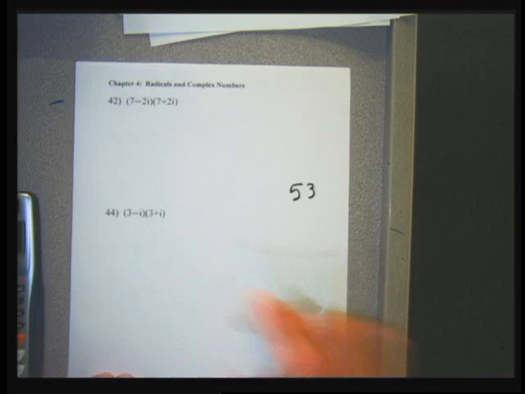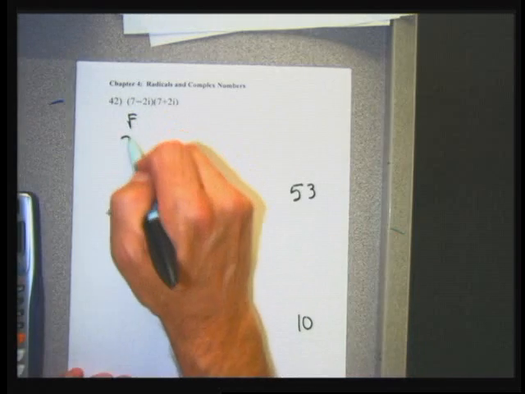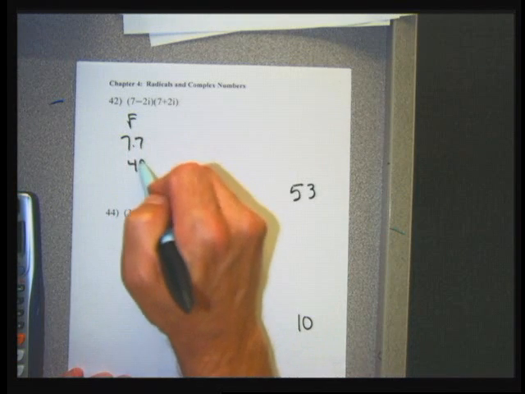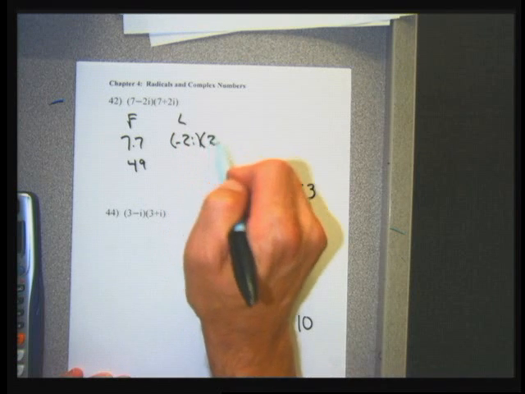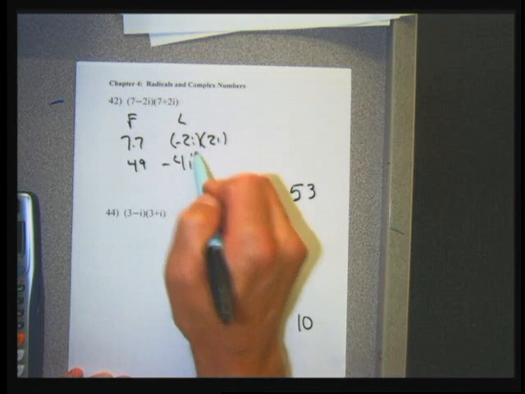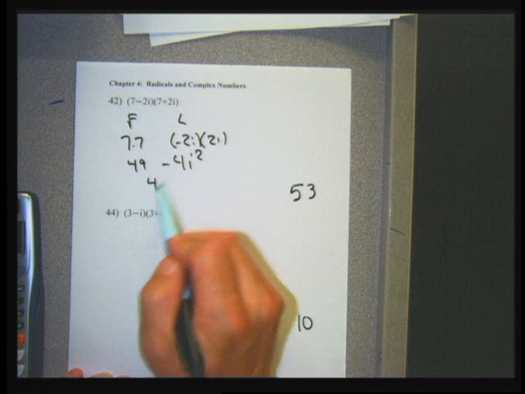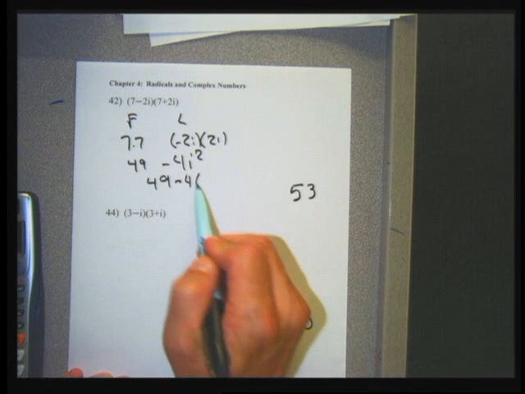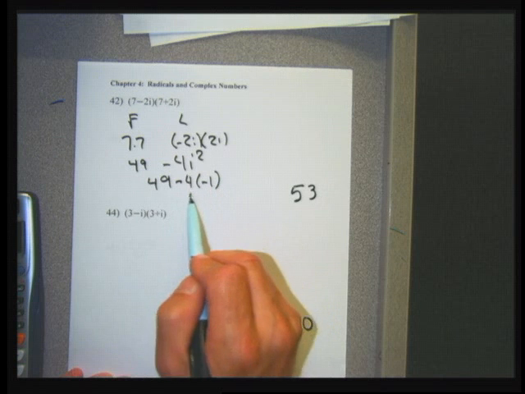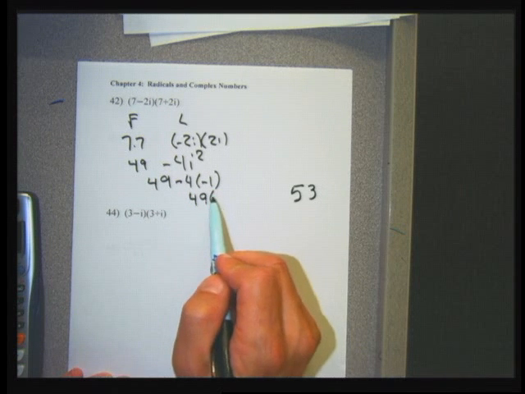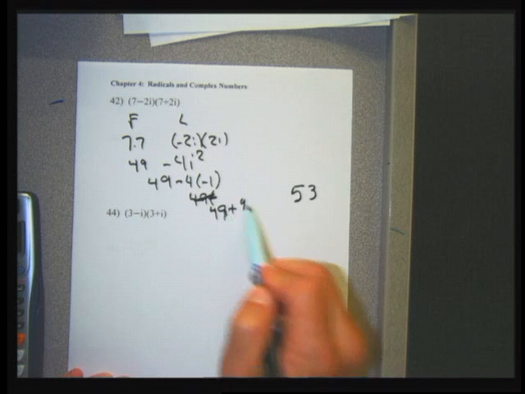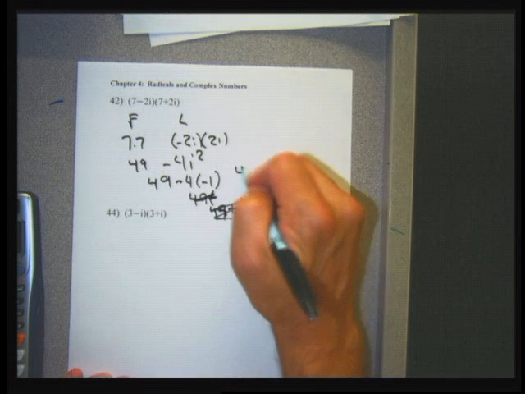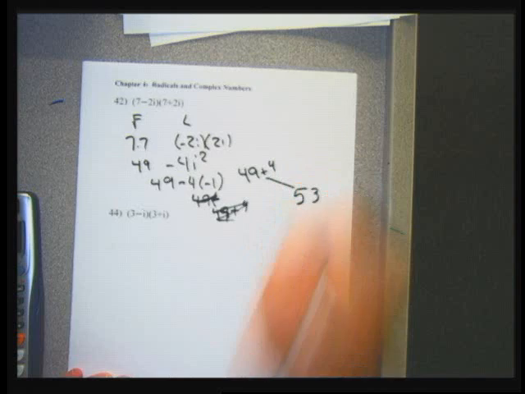For 42, I just need to do the firsts. 7 times 7 is 49. The lasts, minus 2i times 2i, is minus 4i squared. So this is going to be 49 minus 4 times negative 1, which is 49 plus 4. Sorry. And that's the 53.